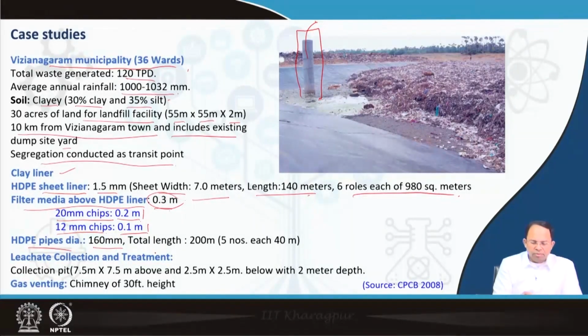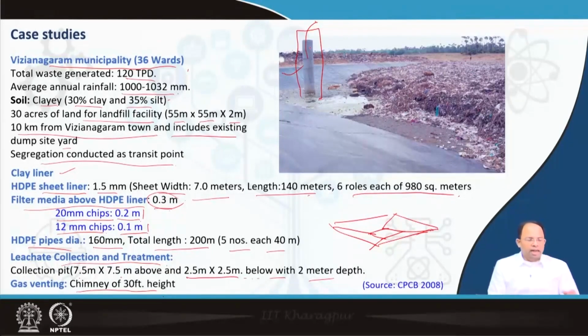HDPE pipes 160 mm, total length 200 meters. 5 pipes, each 40 meters apart, have been designed. Leachate collection and treatment is through a collection pit, 7.5 meter by 7.5 meter above and 2.5 meter below, with 2 meters depth, right? So that is the design. Gas venting is via a chimney of 30 feet height. So that is this gas venting chimney. This is how landfills have been designed in India. These are some examples of them.